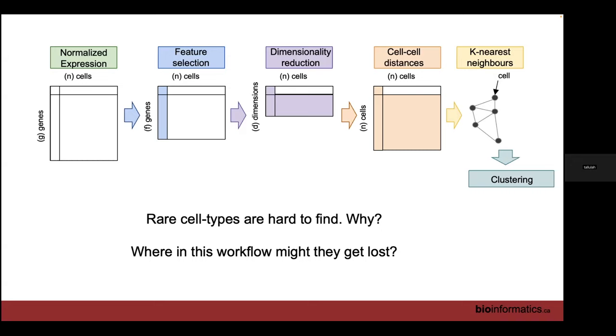Could it be lost during the clustering algorithm, like if it's really isolated, so it's cut off from all the other clusters? Yeah. So during the shared nearest neighbor network construction, if your K is too high, you might end up just merging that cluster with another cluster.